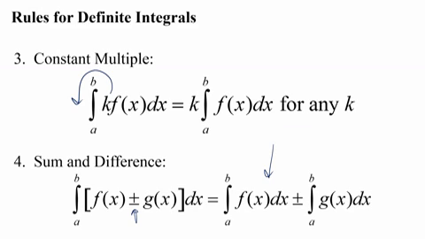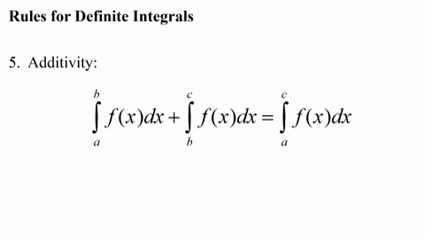There are 3 more rules. Number 5, additivity. The definite integral from a to b of f of x dx plus the definite integral from b to c of f of x dx is equal to the definite integral from a to c of f of x dx. So again, here we're seeing that if this number b is between a and c, then the following property holds.